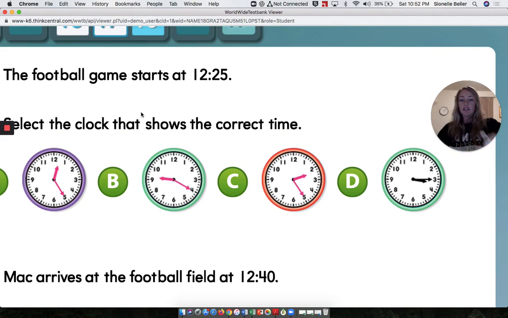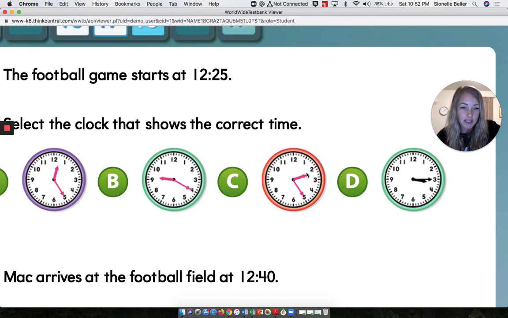So the hour is 12, so we're looking for a clock that has the hour hand, the smaller hand, in the 12s. Does this one? This one goes right here. It's in between the 12 and the 1, but it's not to the 1 yet. So this one is in the 12. So the hour on this one is the 12, so it could be this one. Let's look at the hour hand on B. The hour hand on this one is right here by the 9. So that is not 12.